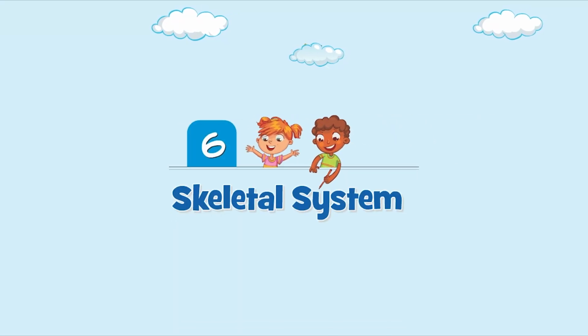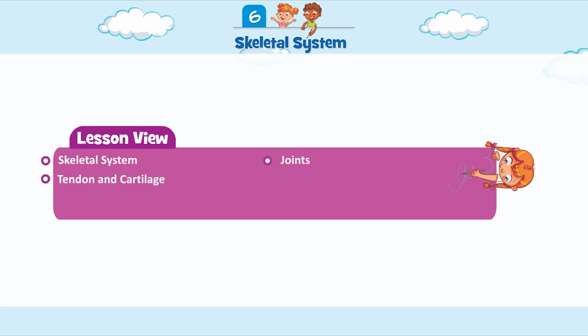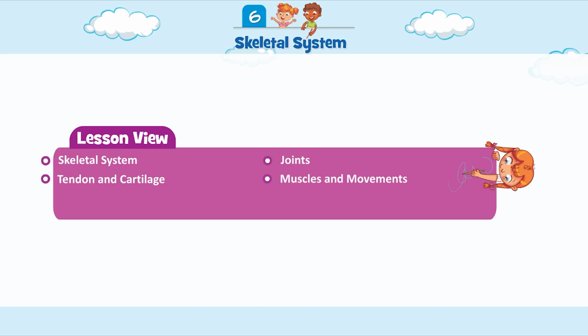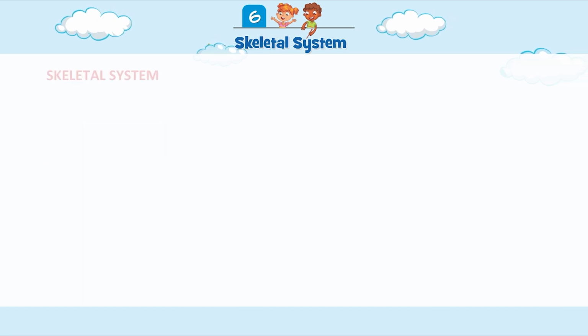Chapter 6 Skeletal System. Lesson View: Skeletal System, Joints, Tendon and Cartilage, Muscles and Movements, Physical Exercises and Muscles.